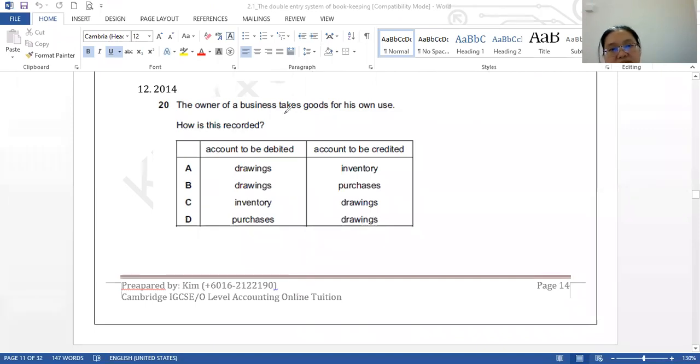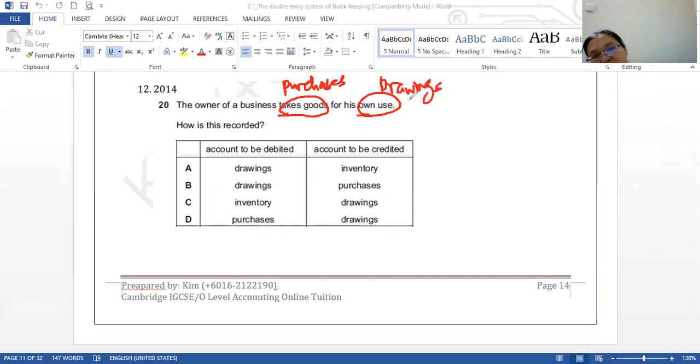The owner of a business takes goods for his own use. How is this recorded? Goods is purchases. Own use means drawing. So the drawing account is debited. So the answer will be B.